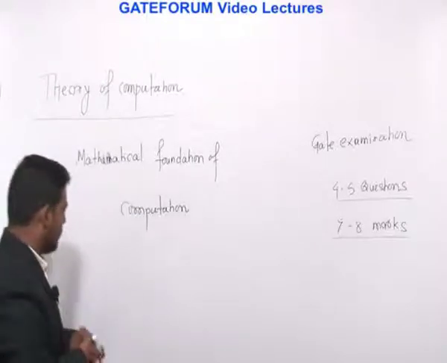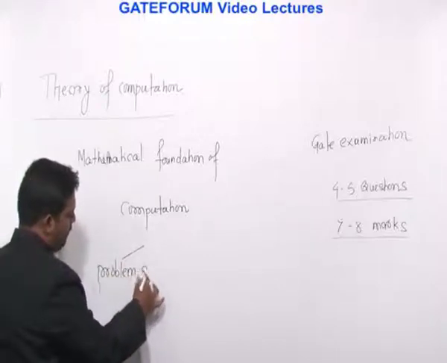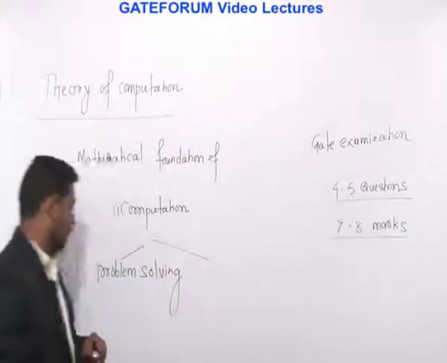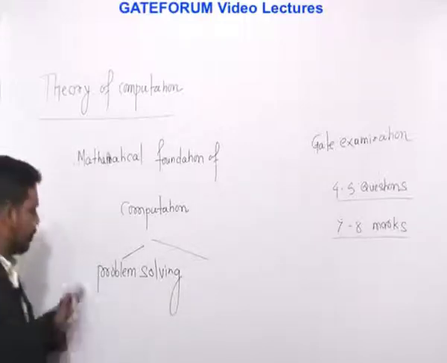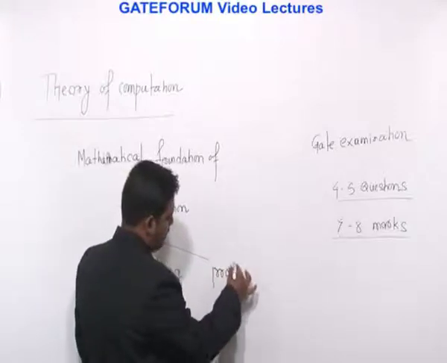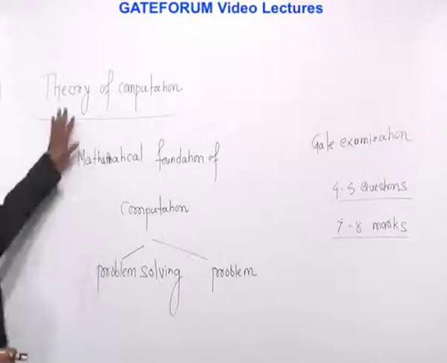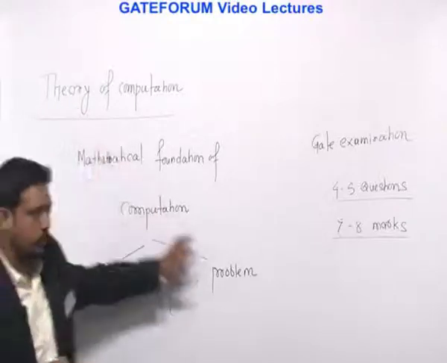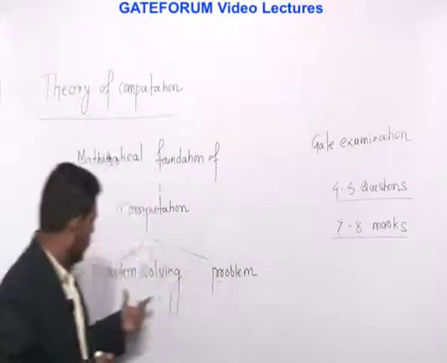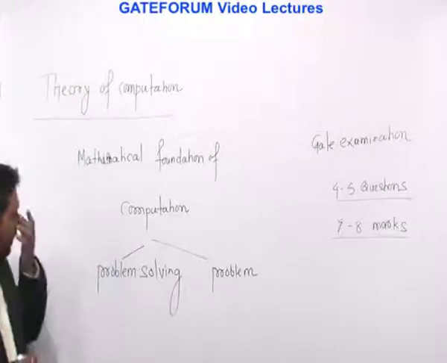Computation, in a sense, is about problem solving. What is a computation? There is a problem and problem solving. So the theoretical or mathematical definition: problem solving, computation, and the problem itself. Now you can understand that it's a theory of what? It is a theoretical subject about how you define a problem and what basically problem solving is. Theory about problem and problem solving.